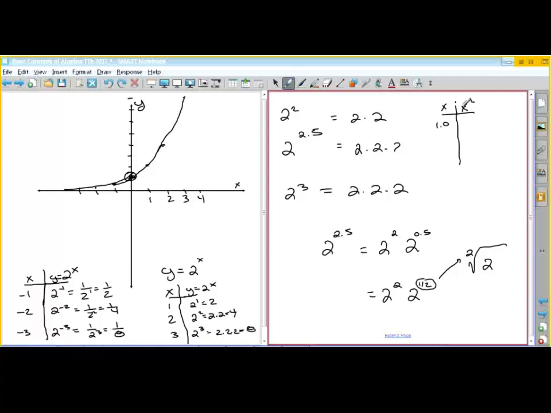pick a value of x, and then you'd look at x squared. So 1 squared would be 1. 1.1 squared, you can do that calculation in your calculator. 1.1 times 1.1 is 1.21. 1.2 squared, multiplied by itself, is 1.44. 1.3 squared is 1.69.